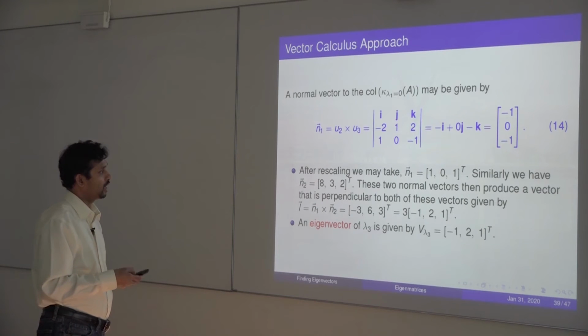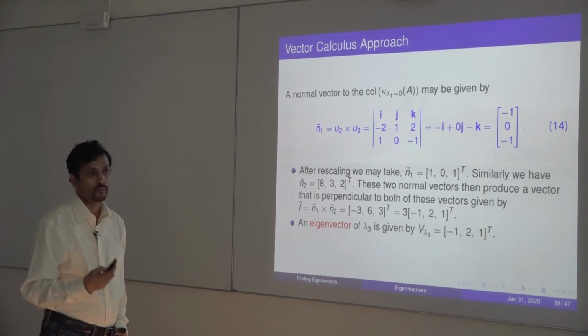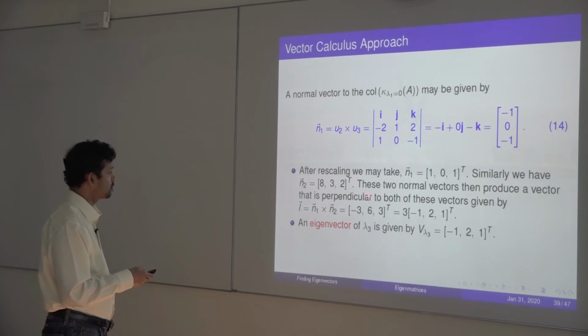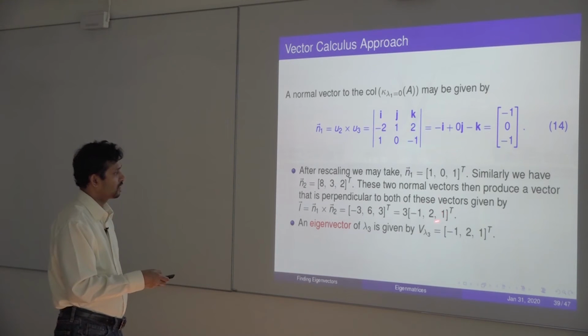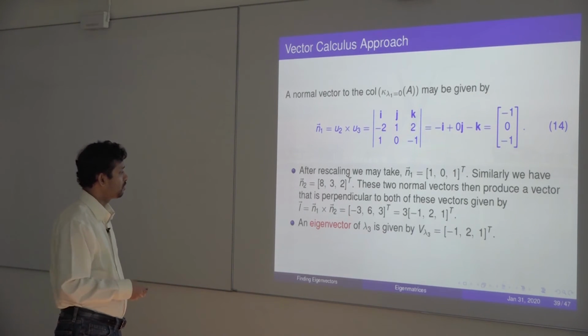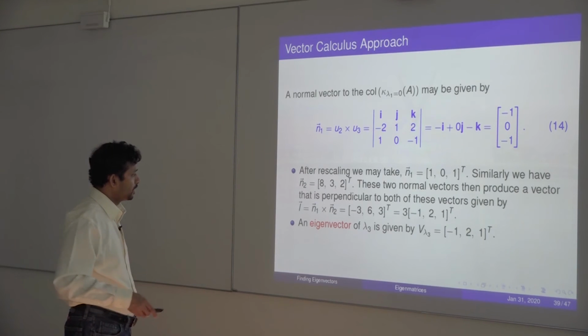And now what are you going to do? We're going to take the cross product of those 2 to find the common vector. Once you take the cross product of n1 and n2, it's going to produce that vector, and then normalize. And then you're going to get the one with the least number of negative signs, and you can see this is the eigenvector for lambda 3.